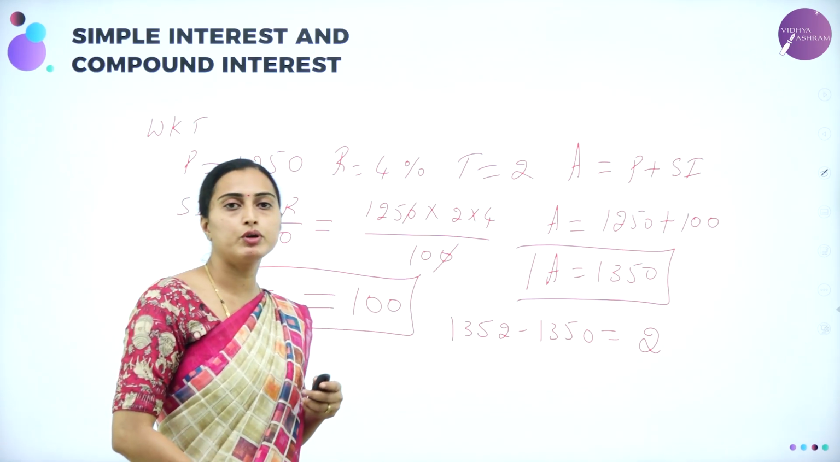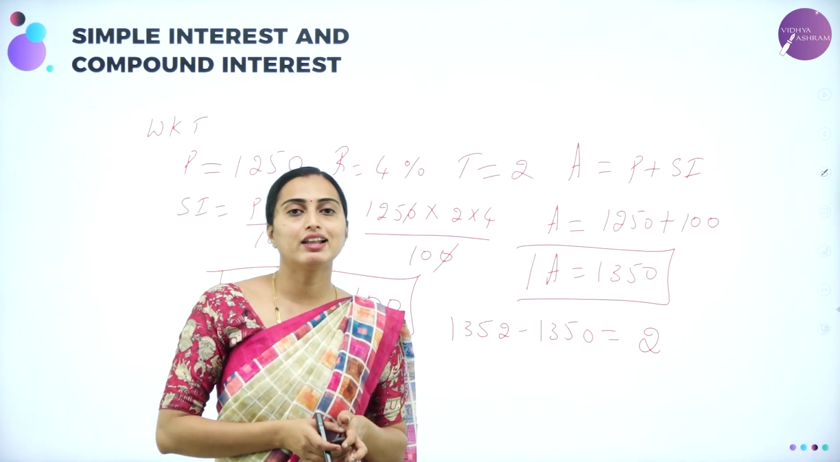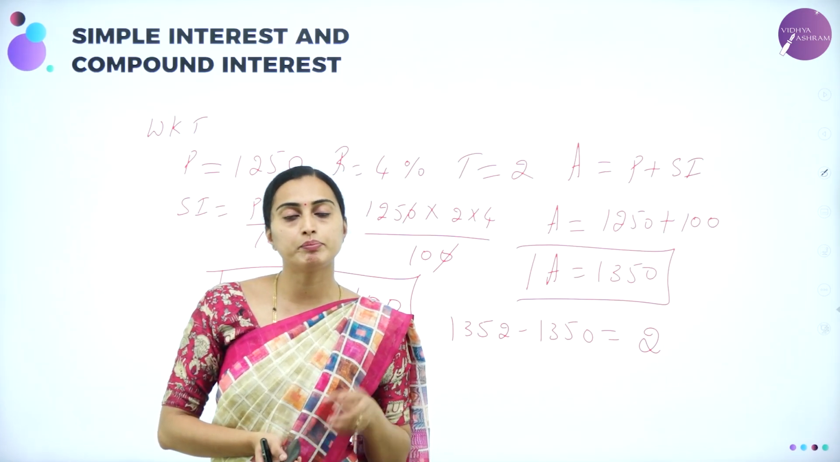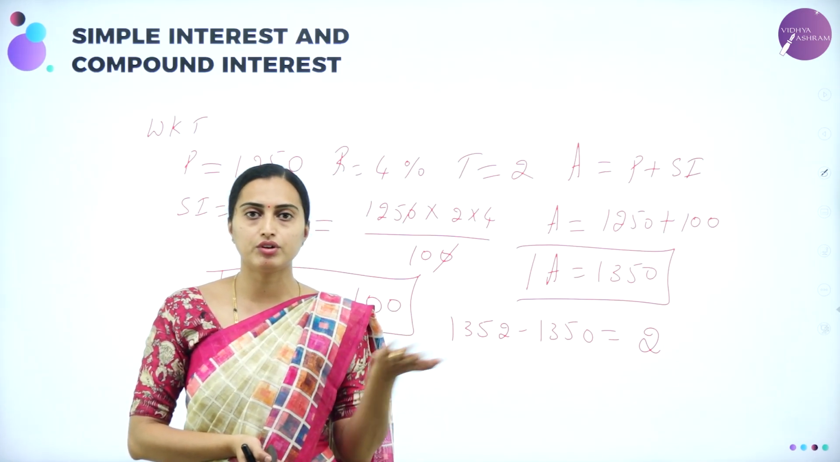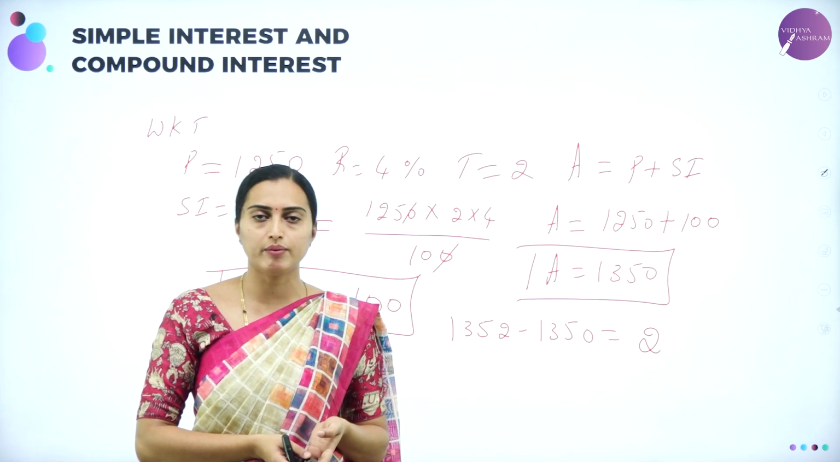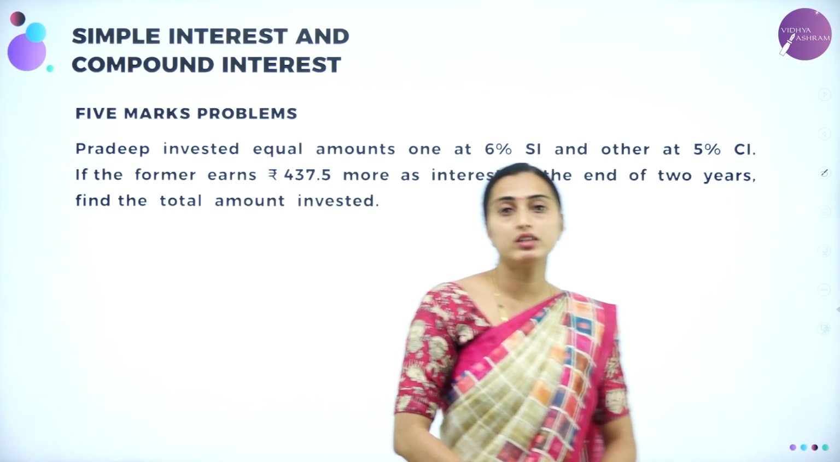Don't forget this, because how are you going to calculate the amount when the simple interest is given? Principal amount plus simple interest, you are going to calculate the total amount. Okay, dear students, we'll move on to the next question.